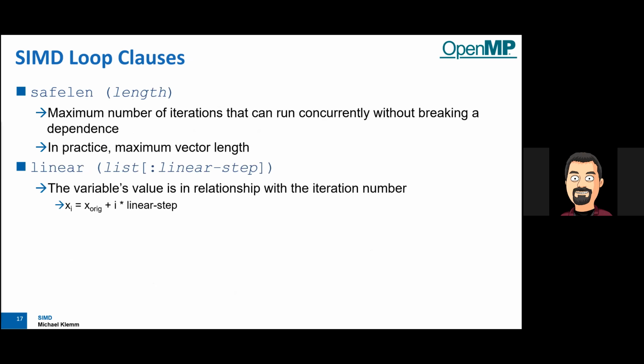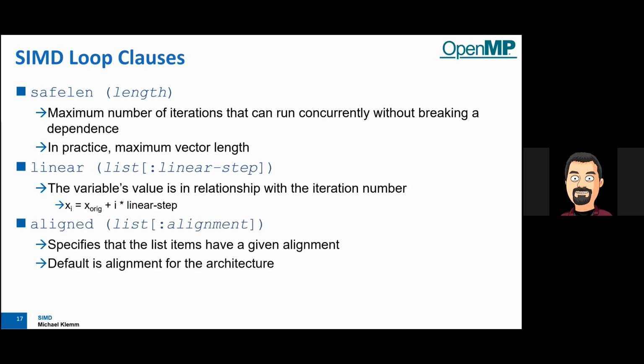Linear, you can express a linear value dependency between a variable and the loop iteration space. So here we take the original value of x, we add i times the step width that is coming in from the linear clause, and that produces the value of x in iteration i. So this can be used if you have pointer-based iteration loops, so that you can tell the compiler how to reconstruct that pointer at a certain place in the loop execution.